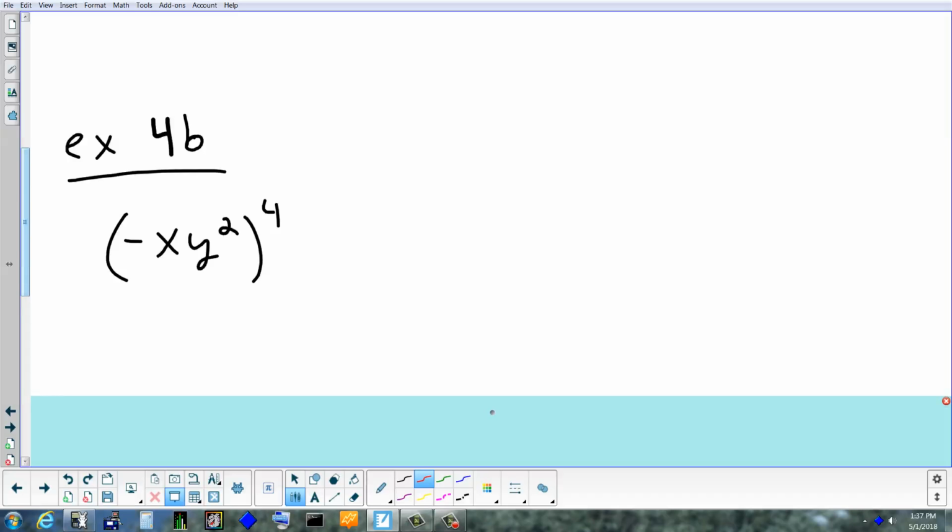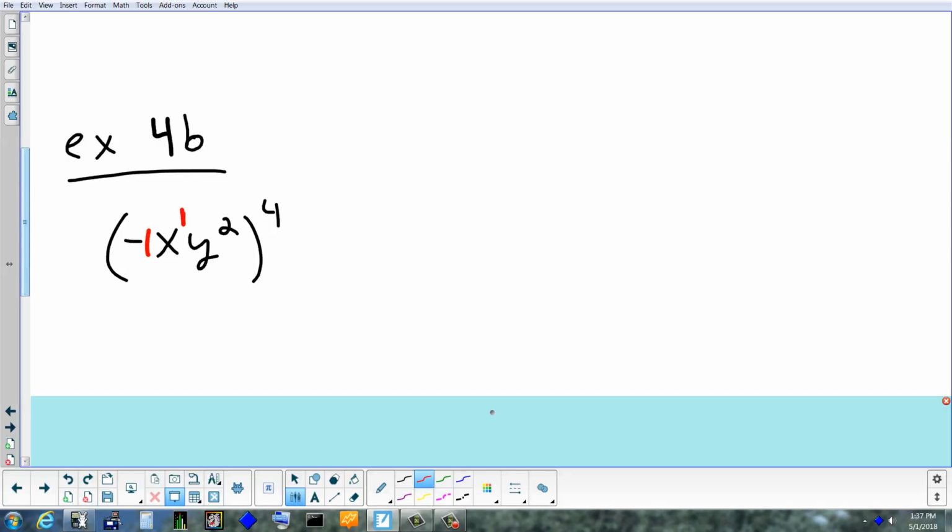What exponent is on this x, even though it's not there? 1. What number is in front of that x, even though it's not there? Negative 1. So inside the parentheses, there's three things: negative 1, x, and y squared.